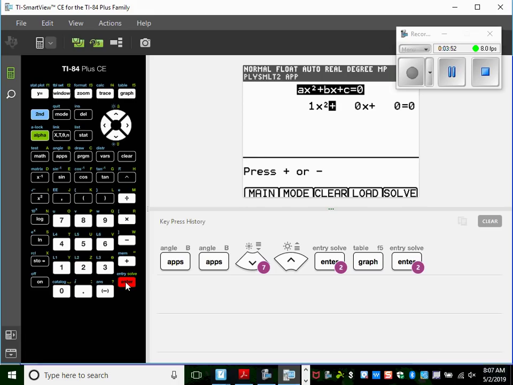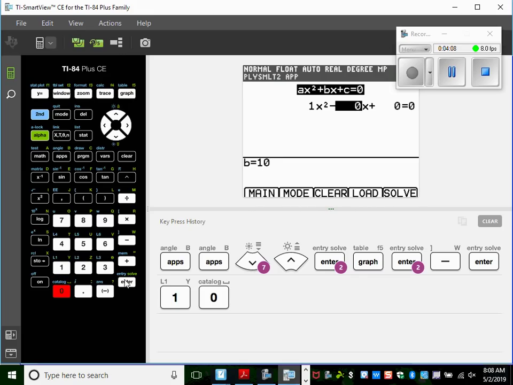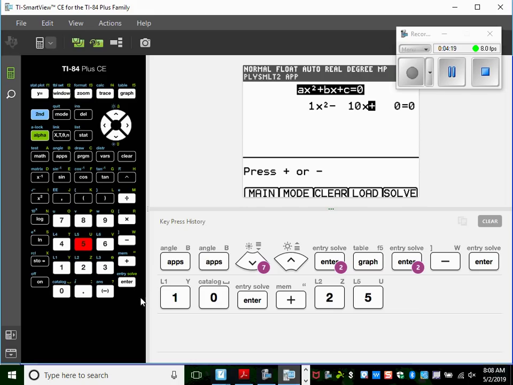Now it's asking you, do you want to press a plus or a minus? We're looking at question 22. What is it? Minus. Everybody hit minus and enter. So you just type it in just like you see it. 10. Enter. And then plus 25. Actually, let me do that again.